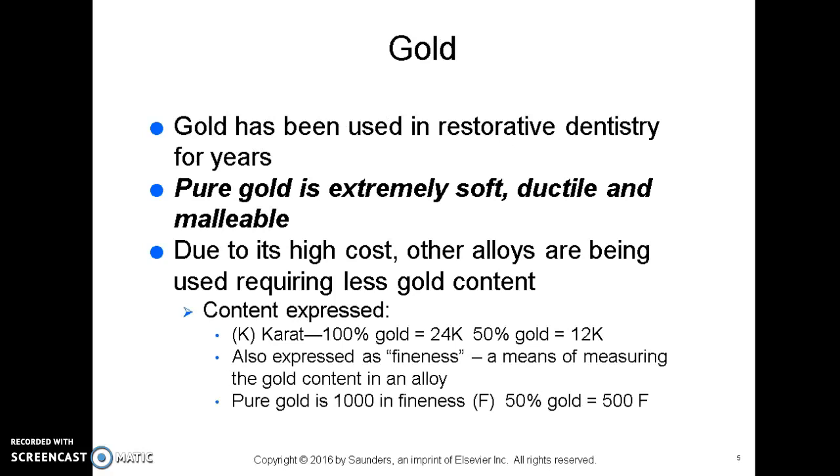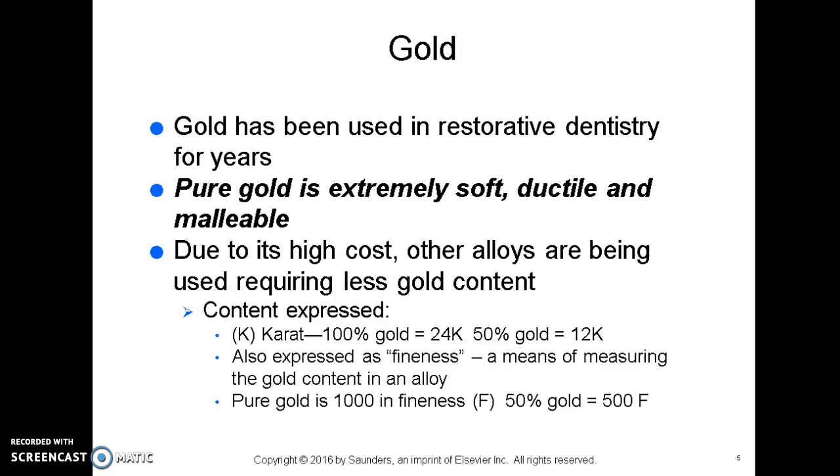Gold, though, has been used in restorative dentistry for years. Pure gold is extremely soft. It's ductile, meaning that it can be pulled into a wire form, and it's also malleable. Think of foil being pounded into a thin sheet. But due to its cost, other alloys are being used requiring less gold content.